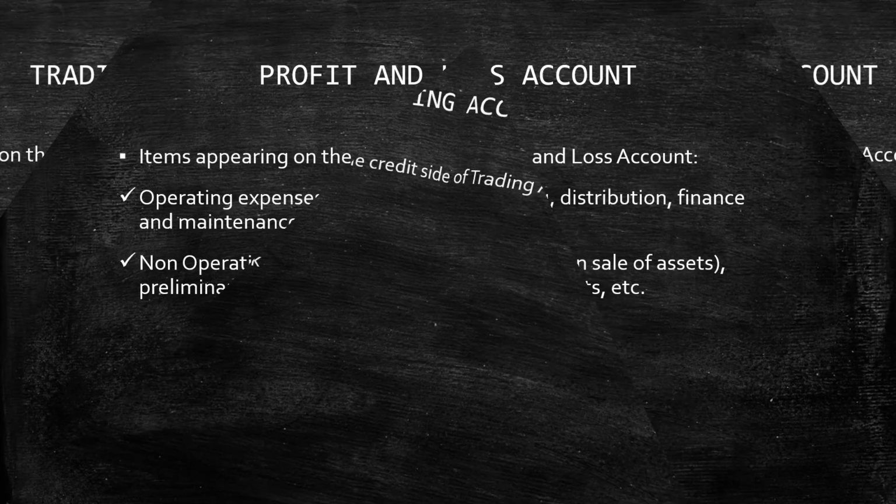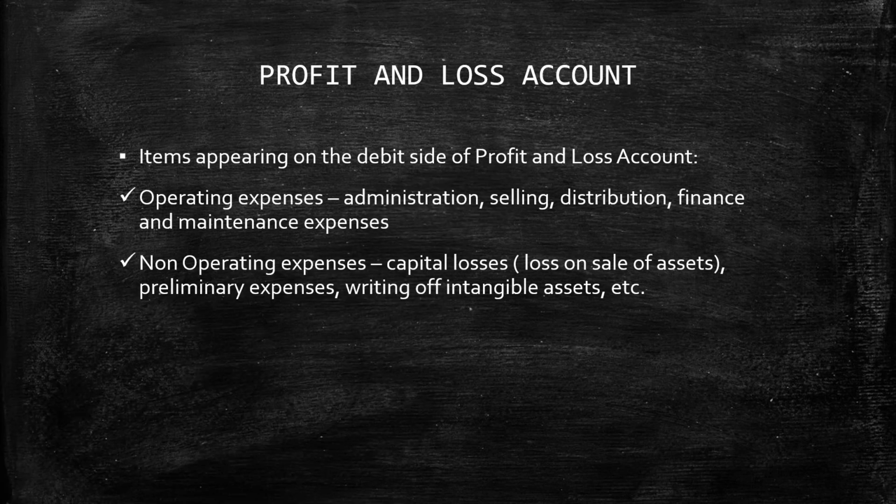The second subdivision is the profit and loss account. So what are the items that appear on the debit side of the profit and loss account? The debit side will be allocated for the expenses. Expenses consist of operating and non-operating expenses. Operating expenses are directly related to the business, or the expenses which are incurred in the day-to-day business of the firm.